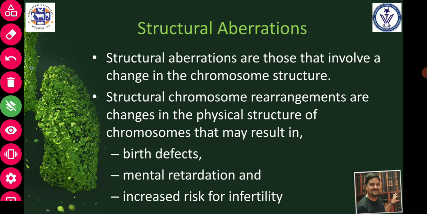So now, what is structural aberration? Structural aberrations are those aberrations that involve a change in the chromosome structure. As the name suggests, if there is a change in chromosome structure, it will lead to structural aberration. Structural chromosome rearrangements are changes in the physical structure of the chromosome that may result in birth defects, mental retardation, and increased risk of infertility. So, these are the consequences of structural aberration.